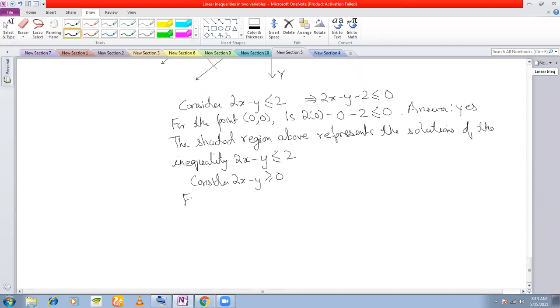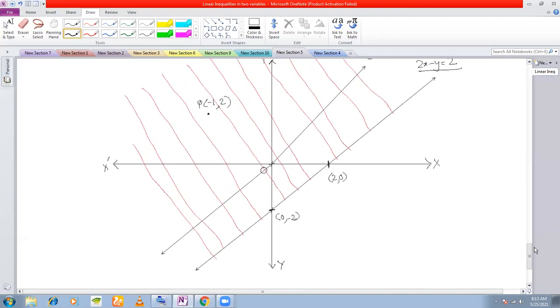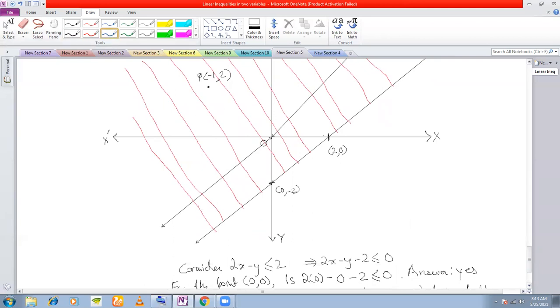So for the point -1, 2: 2 into -1 minus 2, greater than or equal to 0. What is the answer? 2 into -1 minus 2 is -4. Is -4 greater than or equal to 0? Answer is no, right? So which side will the solution lie? The solution will lie on the other side of the straight line, right? So I will shade this side now.